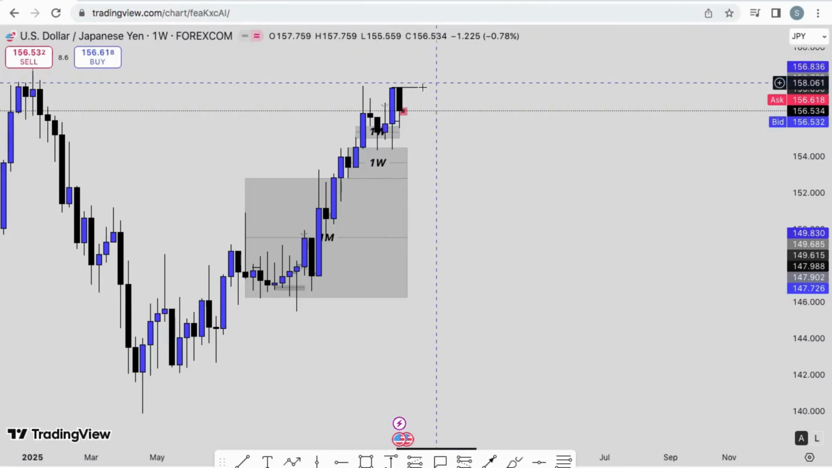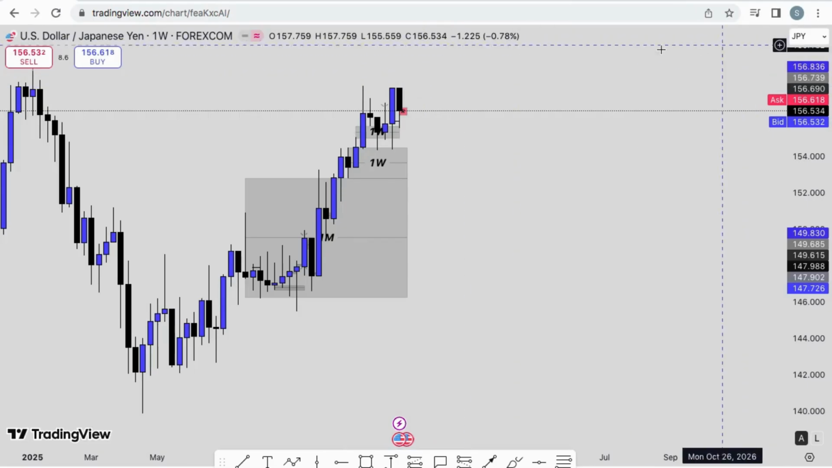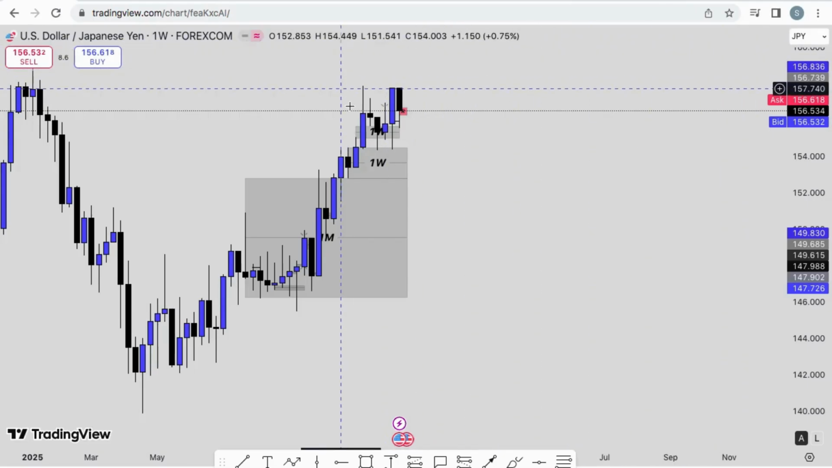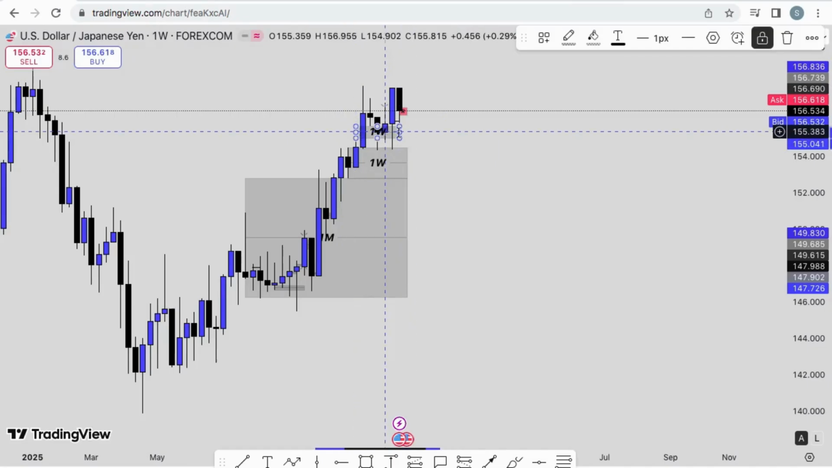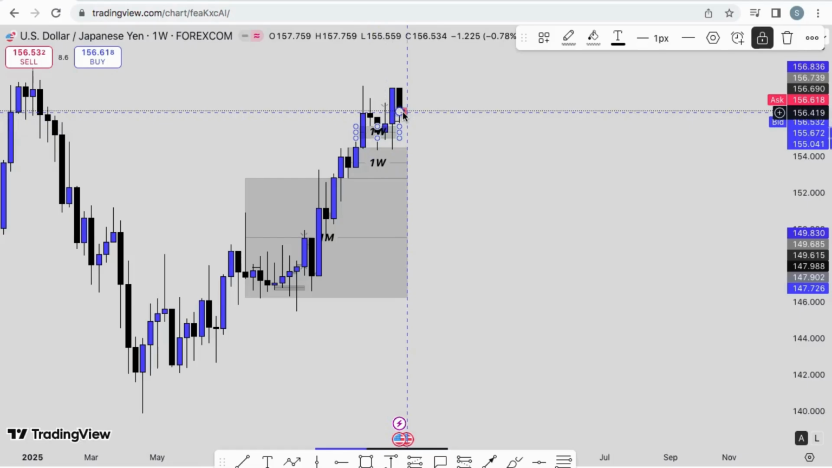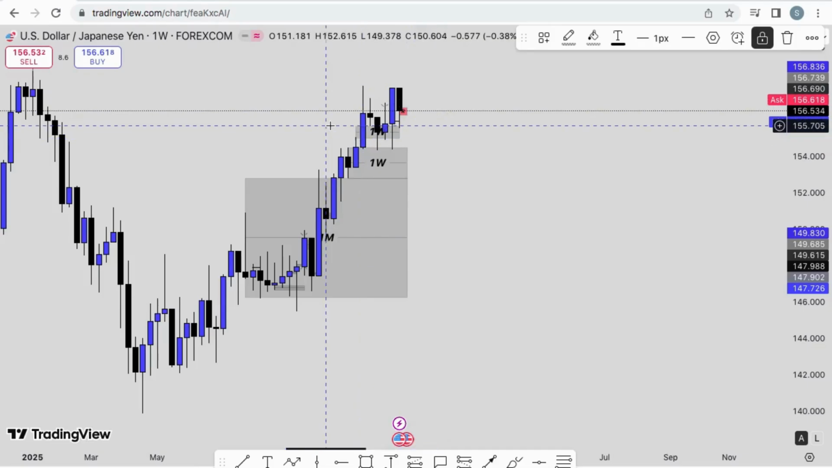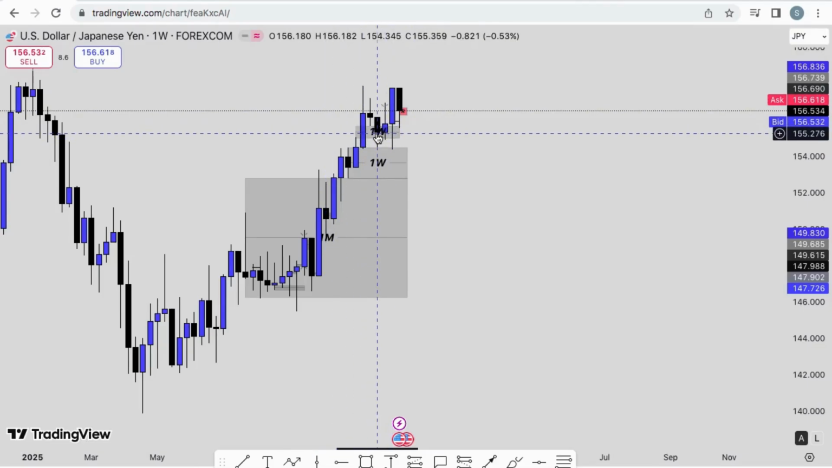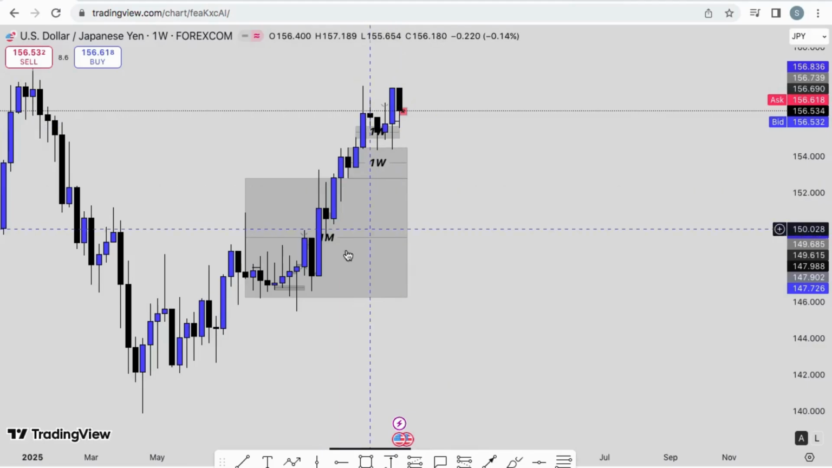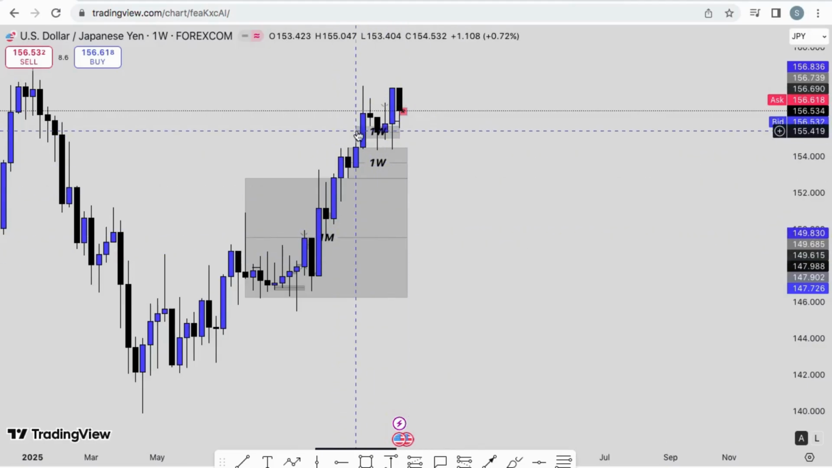So how do we determine our bias and our trend? Now we are coming from this weekly fair value gap. This is a very important point because you have to know where the market is coming from, where it is at the moment, and where it is likely to go. So the context here is we are coming from a weekly fair value gap. The first concept is we're in an uptrend. The second is we are coming from a weekly fair value gap.